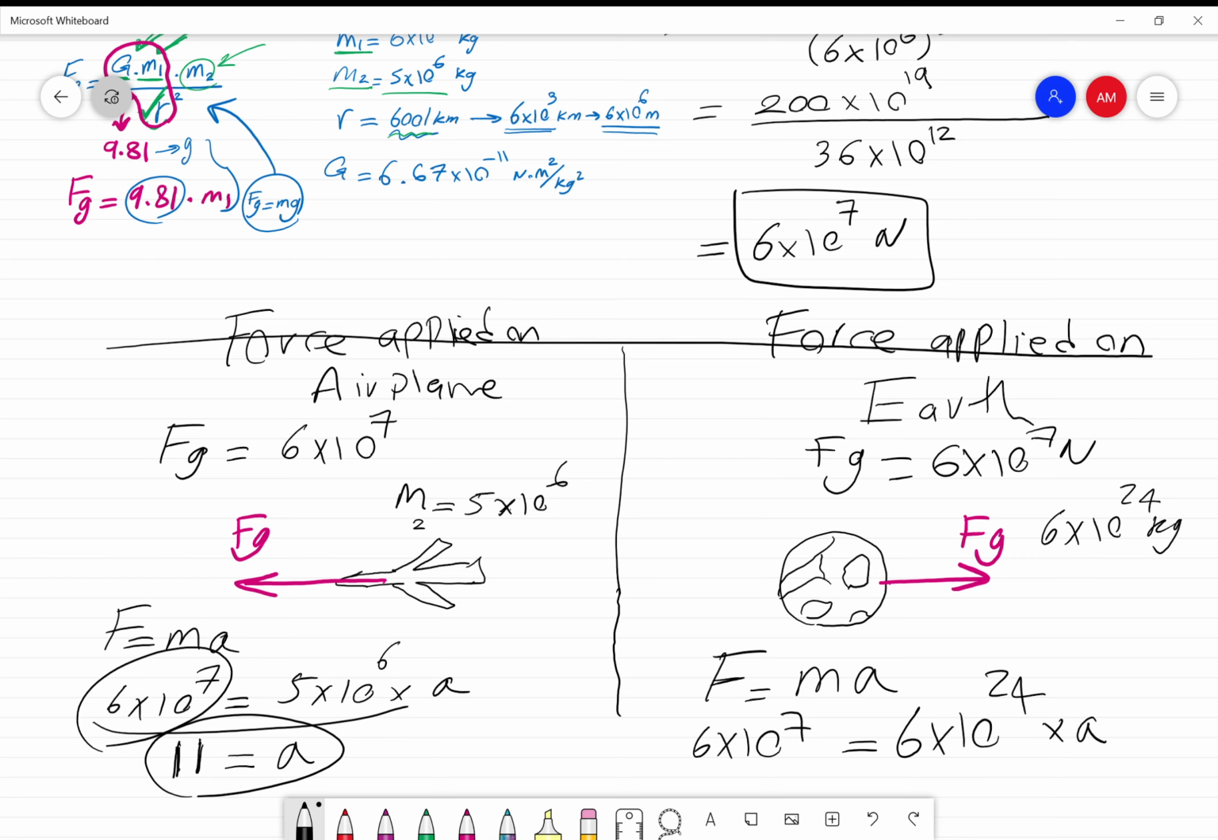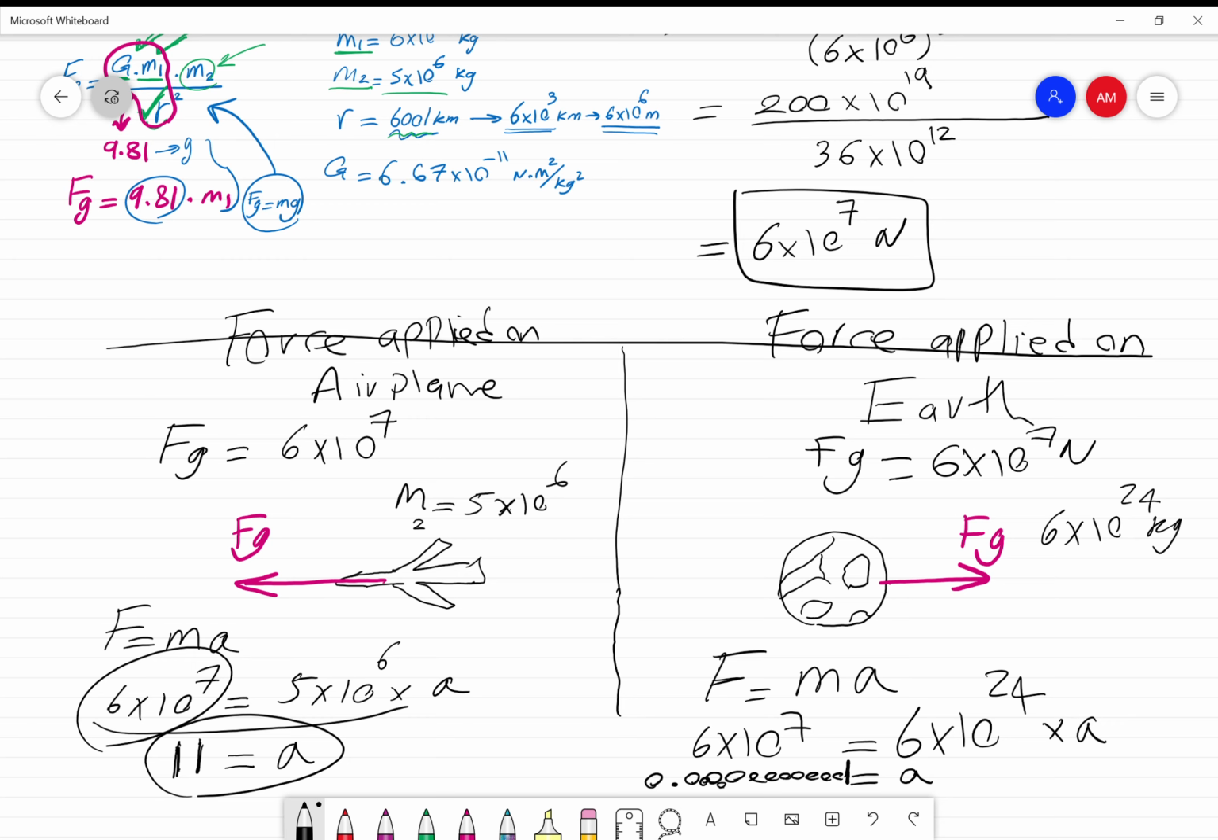6 and 6 will cancel. But acceleration becomes roughly 10 to the power 7 divided by 10 to the power 24, which is equal to 10 to the power of negative 17. So we're going to have 0.000, 17 zeros, and then 1. That's the acceleration of Earth moving towards the airplane. Very low compared to the acceleration of airplane moving towards the Earth.